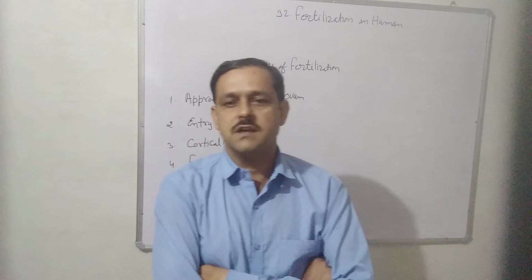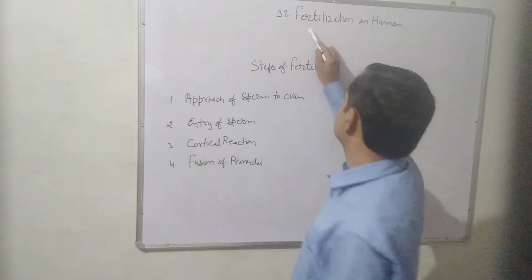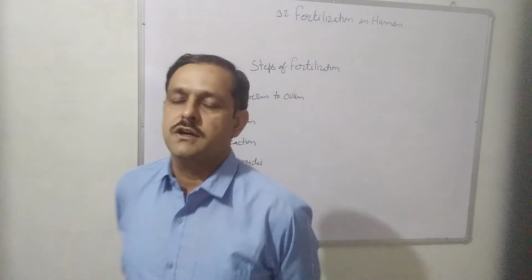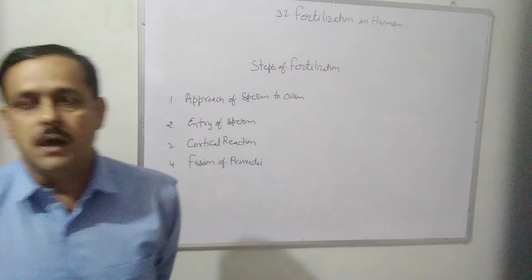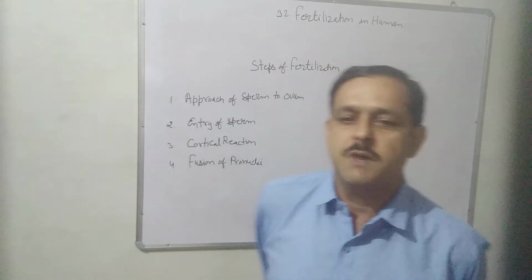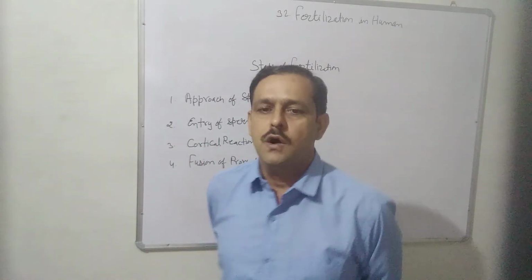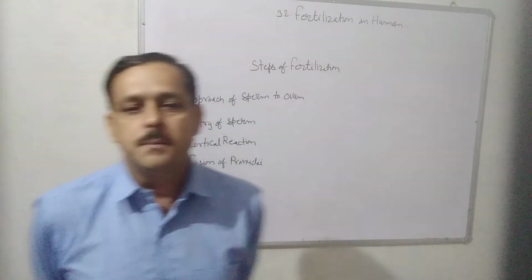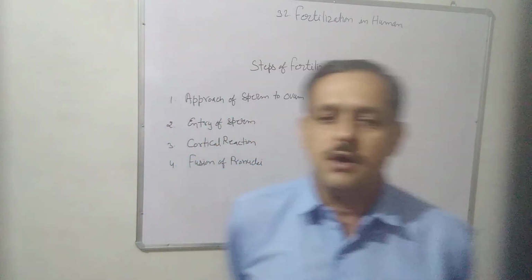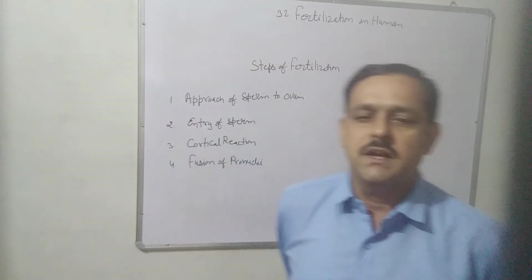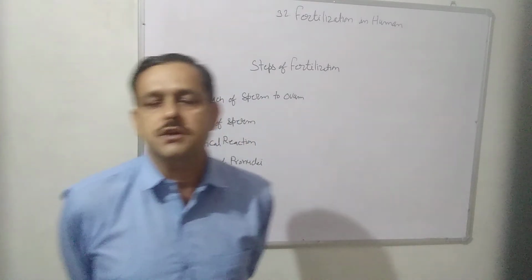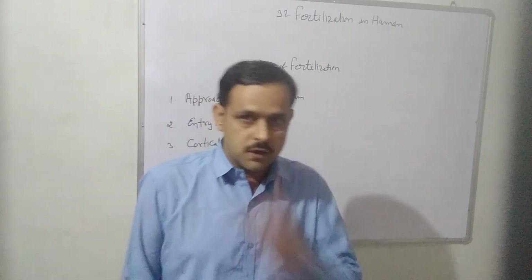Now today's topic is fertilization in human, and this is the second chapter of embryology and the 32nd chapter of our book. The union of the haploid male gamete sperm and the female gamete ovum, and fusion of pronuclei of both gametes, is called fertilization. Fertilization results in the formation of a diploid zygote.